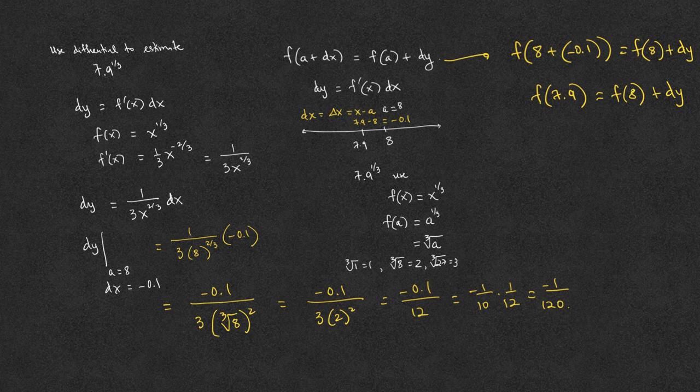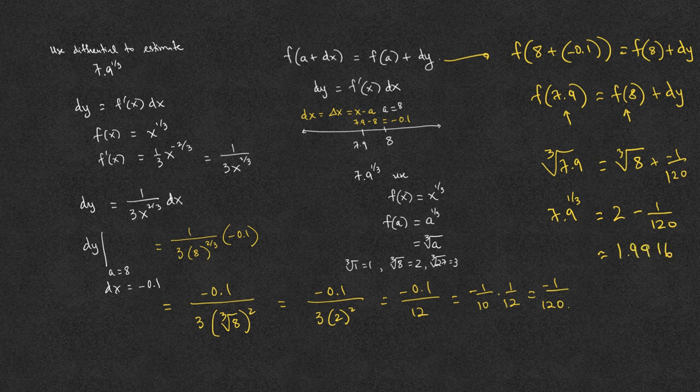Now, we cannot evaluate the cube root of 7.9 easily, but that's why we use the differential. F of 7.9 is the cube root of 7.9, and f of 8, if we plug 8 into the cube root function, we will get 2 easily evaluated, and dy is negative 1 over 120. And so 7.9 to the 1/3 power is approximately 2 minus 1 over 120, which is 1.9917.